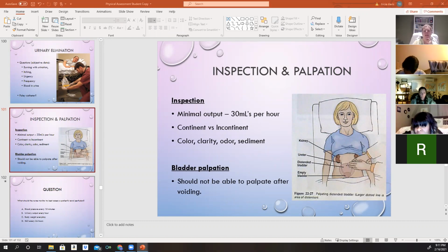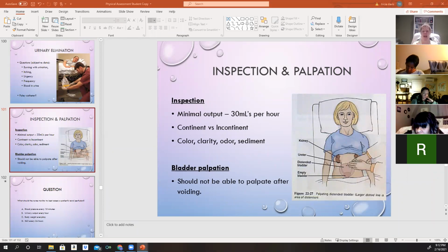Then you want to see if they are continent or incontinent, because then again, we're looking at their skin, right? If they're constantly stooling or urinating on themselves, they're going to get skin issues. And then when you look at that urine, you want to look at the color. You want to look at the clarity. So what color is it? Is it a nice pale straw color? Is it dark orange? Does it look like soda?